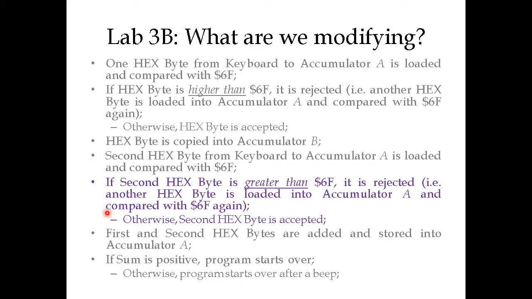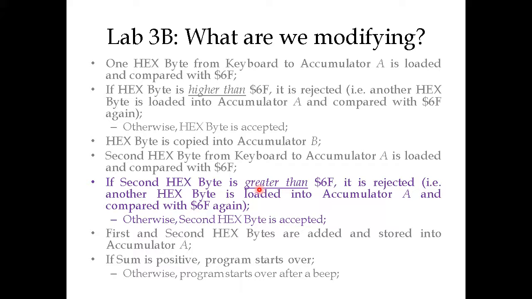Remember, we took the first byte and we compared the first byte with 6F, right? But we have not done anything for the second byte. But this time, we will compare the second byte with 6F again. But remember, look at the comparison. Second byte is greater than 6F. That means second byte is compared with 6F as a signed number, right? Look at the wording, greater than. And again, in the same way, it is being rejected if the number you entered is greater than 6F.